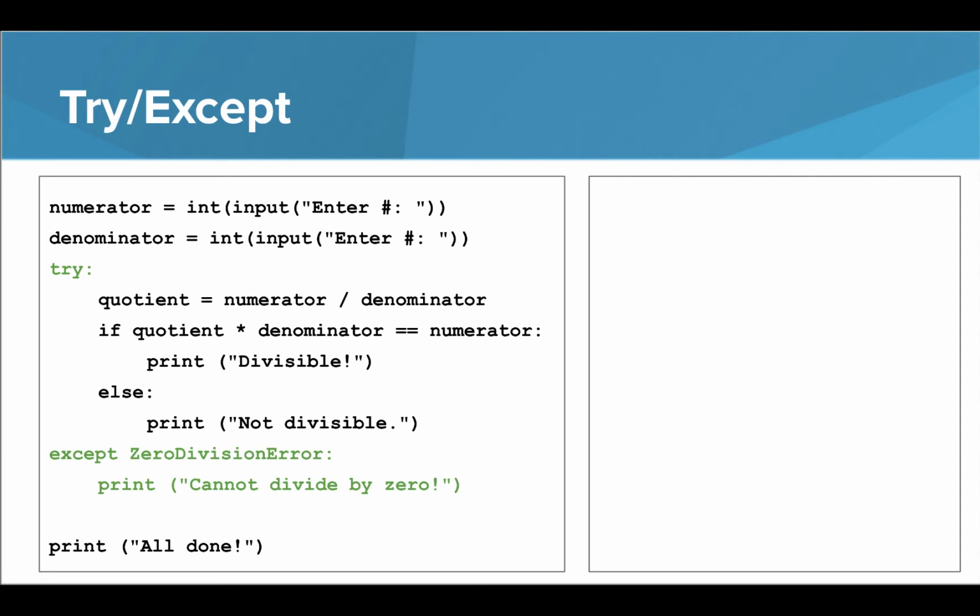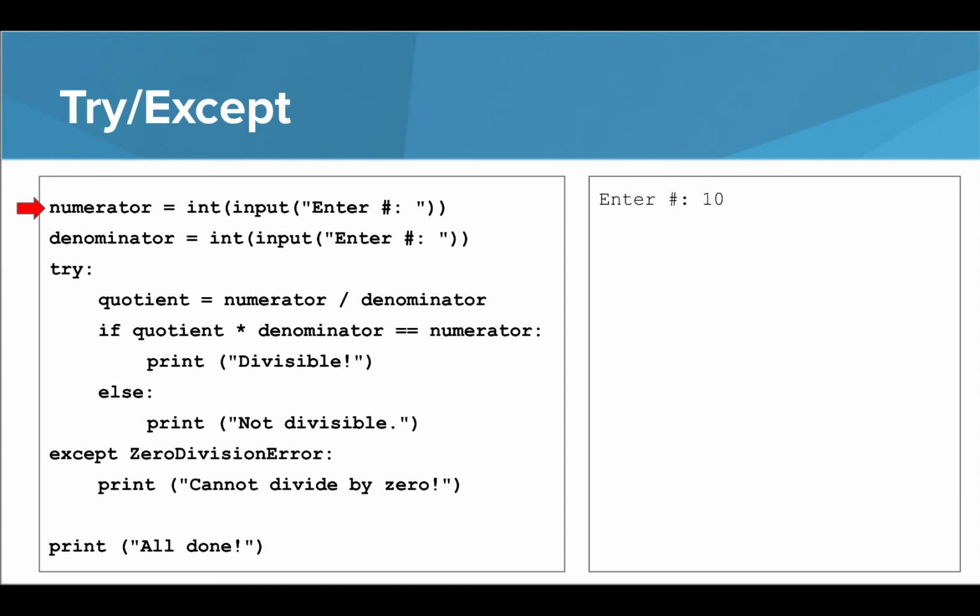Here's the way it works. If you have some code that might raise an exception, you can put it inside what's called a try block. You then follow it with an except block, which specifies the type of exception you want to handle. The block contains code that will run if an exception is raised.